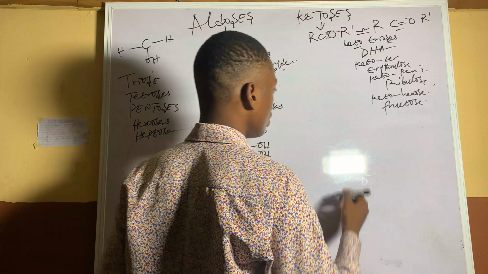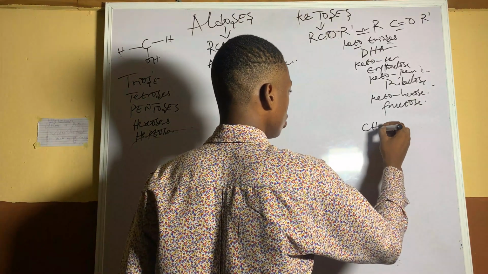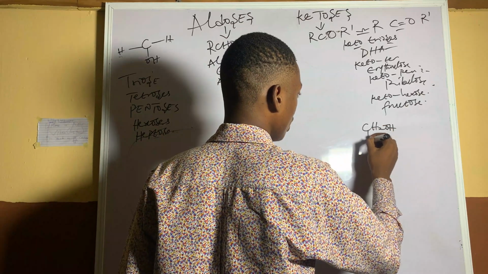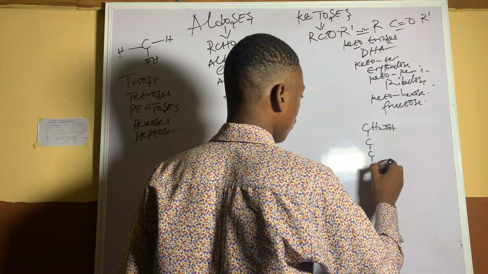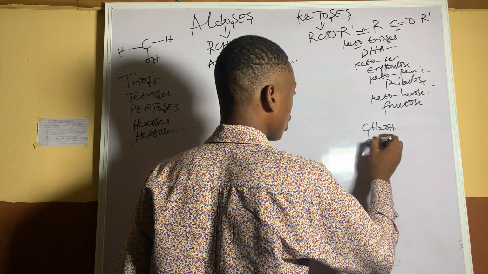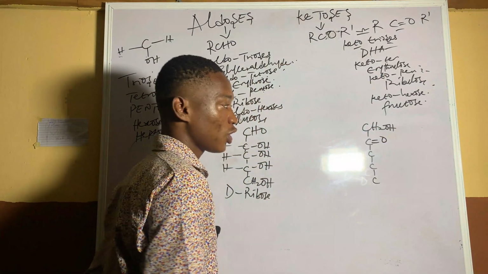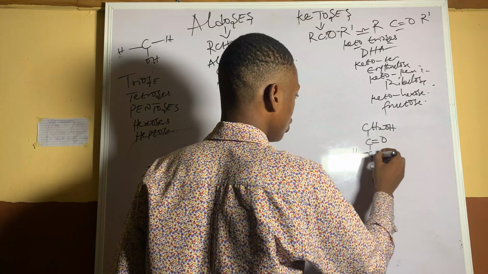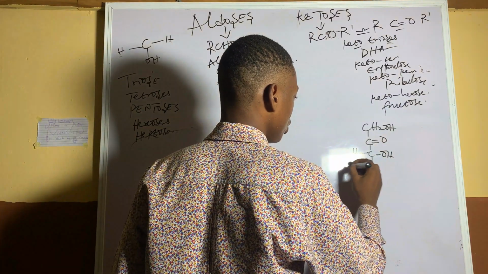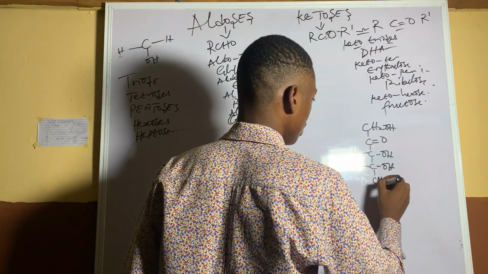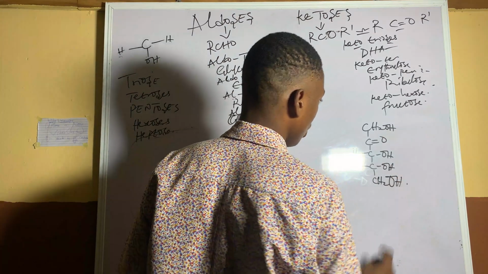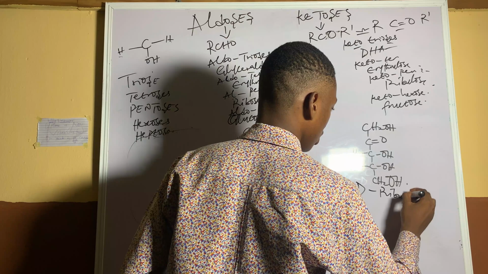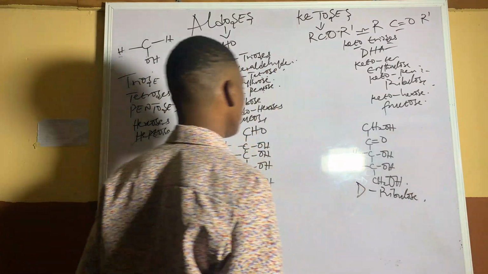Now, we can look at ketopentose. CH2OH, right? Now, we can also say carbon 1, carbon 2, carbon 3, carbon 4, carbon 5. I told you that the second carbon atom usually contains the carbonyl functional group, which is the keto functional group, C double bond O. And then we have HOH, we have HOH, and then we have CH2OH. Are we together? So this is the ribulose.